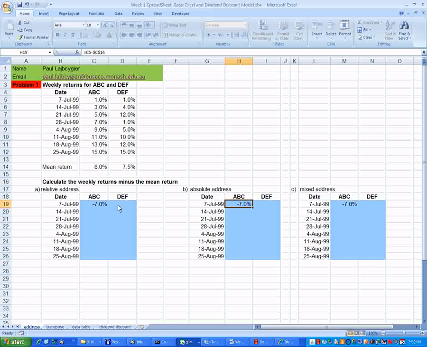This spreadsheet is about teaching the difference between relative, absolute, and mixed addressing, which is a fundamental concept in spreadsheets. You can see that what we're going to do is calculate the difference between the weekly return and the mean return for two stocks, A, B, C, and stock D, E, F.